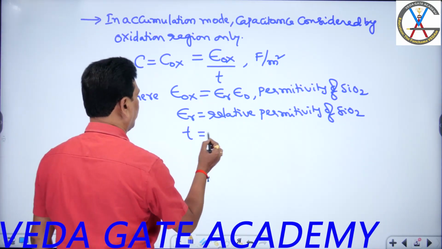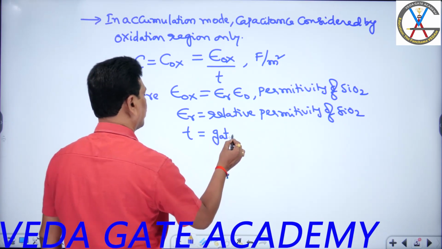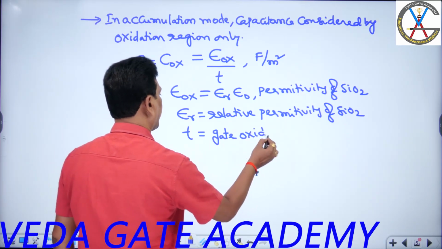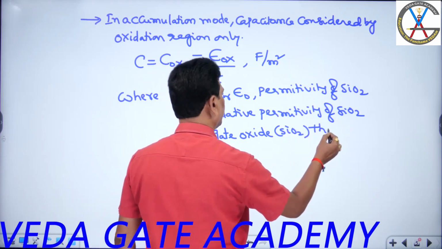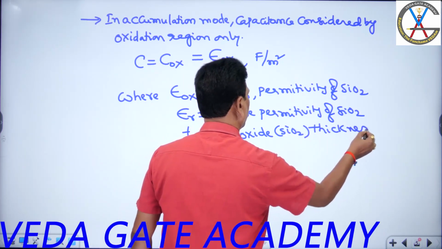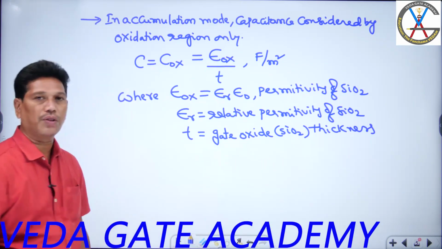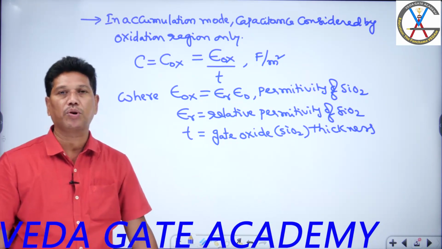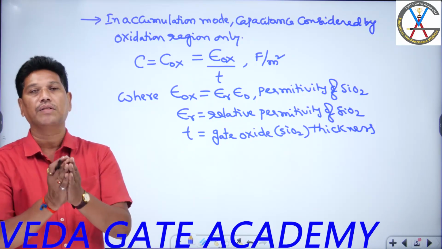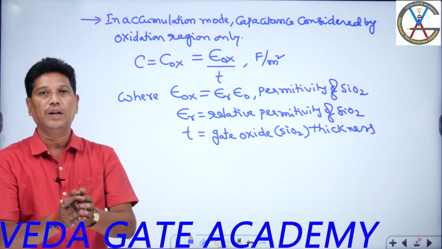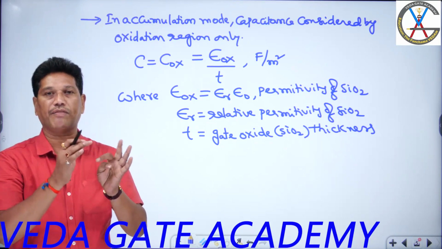T is the gate oxide thickness. Gate oxide, that is what? SiO2 thickness, students. So gate oxide thickness is nothing but the SiO2 thickness. And you know that gate oxide thickness will be very thin, as well as fixed.